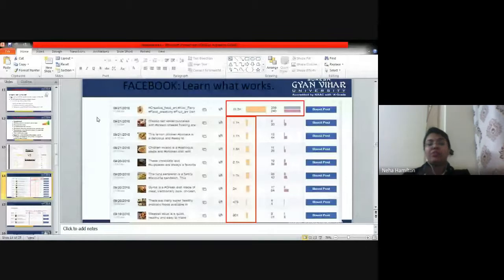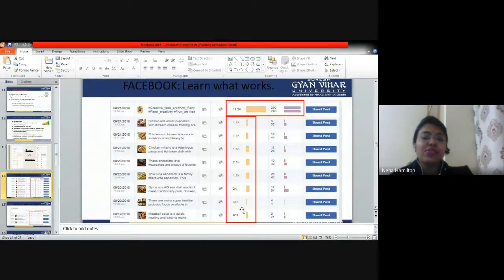That means if you have invested 2000 rupees, you have reached 120 people, right? And how many people out of 120 have reacted or commented on that particular post? This data Facebook also shows you, right? So these are the dates on which a particular post was launched on Facebook. These are the names of the posts that you can see.